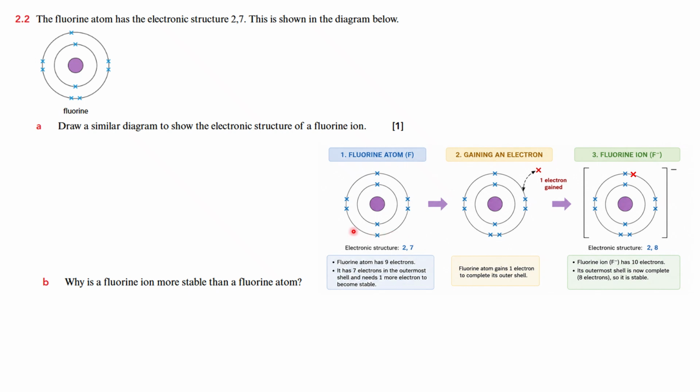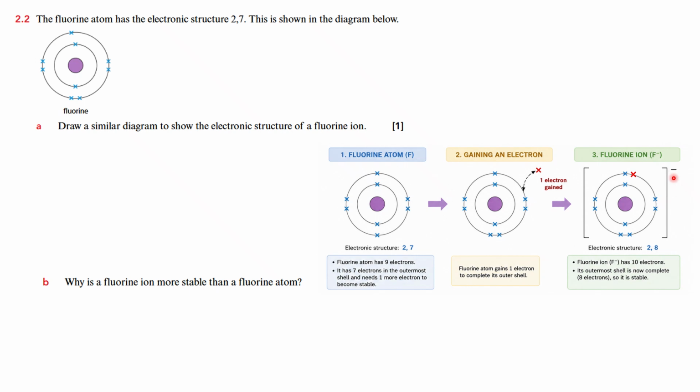So if we look at the diagram for the fluorine atom, then we can see that in the first shell it has 2 electrons, then in the outermost shell it has 7 electrons. So it's easy for fluorine to accept 1 electron and complete its outermost shell. So this fluorine will accept 1 electron. As soon as it accepts 1 electron, it will carry a negative charge. This negative charge indicates that that particular atom has gained an electron.